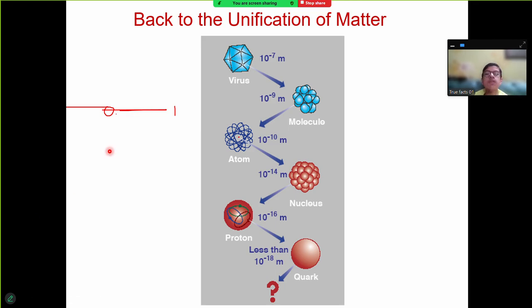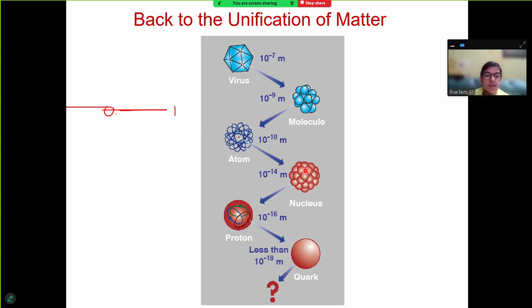So yeah, let's get back to the point. A virus is 10 to the power -7 meter. We need an electron microscope to see it. Then we have a molecule, then we have an atom. A molecule is bigger than an atom, and a nucleus is even smaller than an atom because it is in the center of an atom.